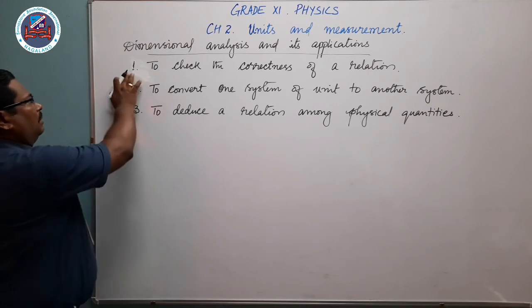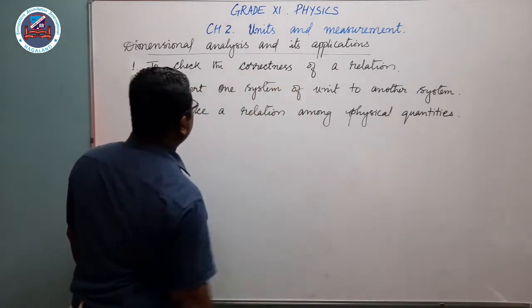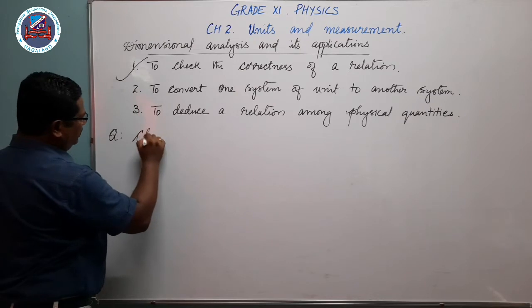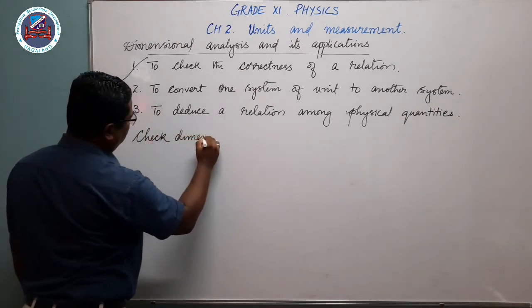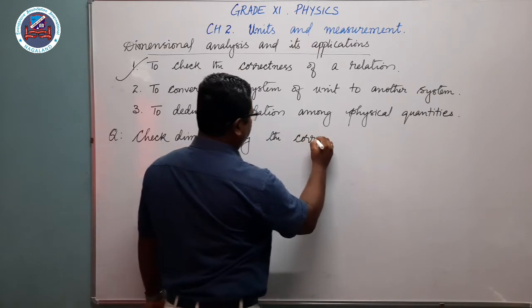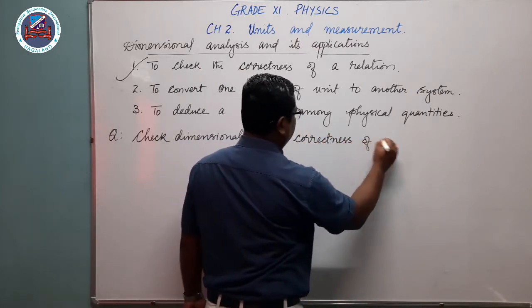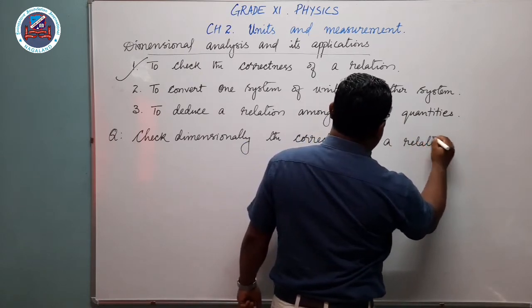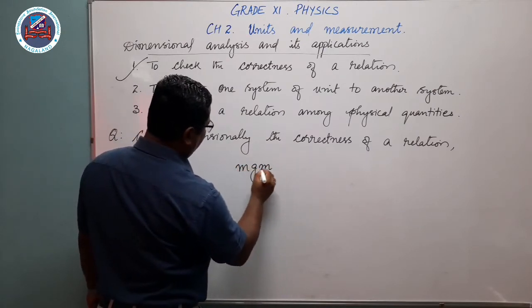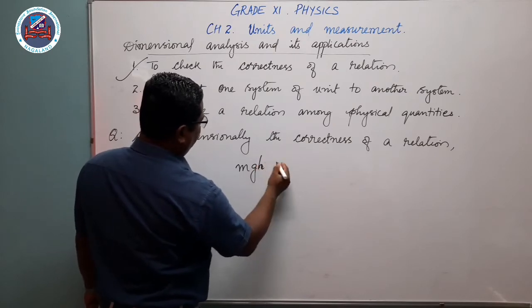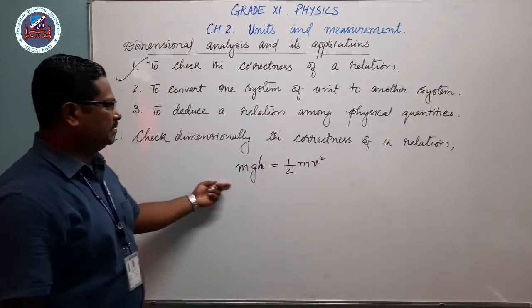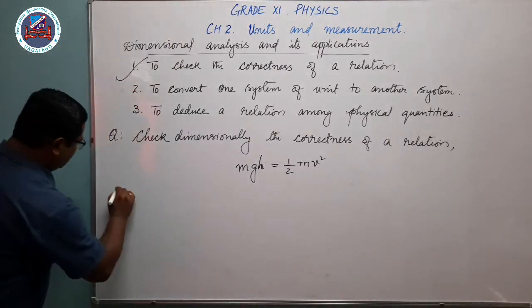Now let us check one by one how we can check the correctness of a relation. The first one, suppose I am giving you one question here. Check dimensionally the correctness of the relation: we all know that potential energy and kinetic energy are equal, mgh is equal to half mv squared. Suppose it is given like this, then to check the correctness, you do the solution this way.